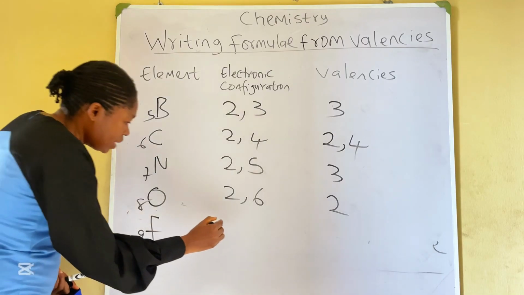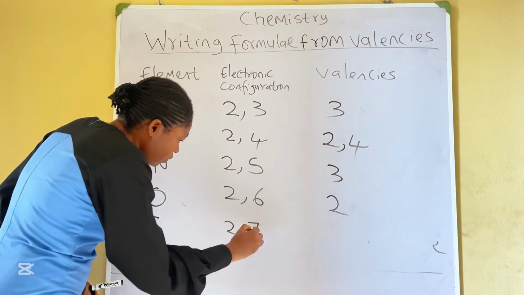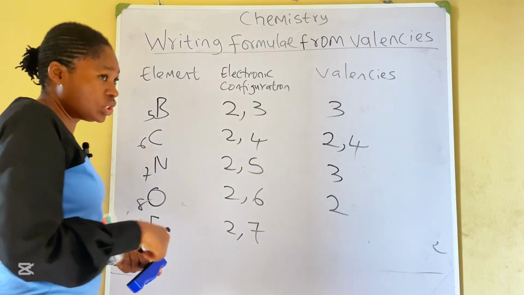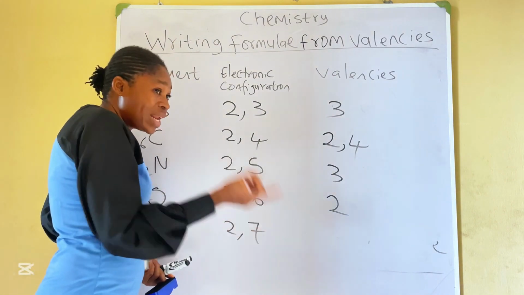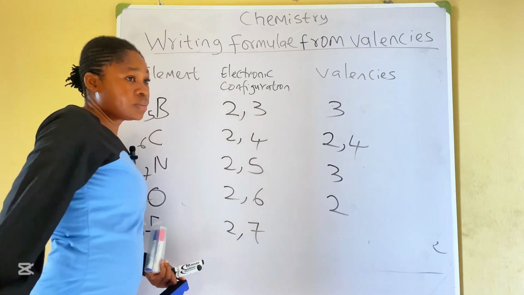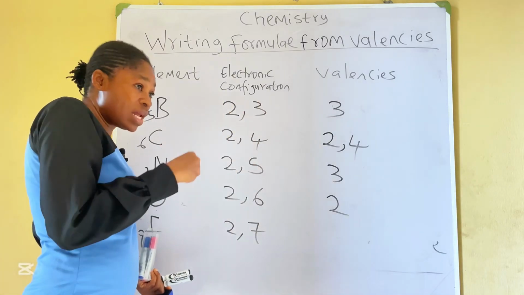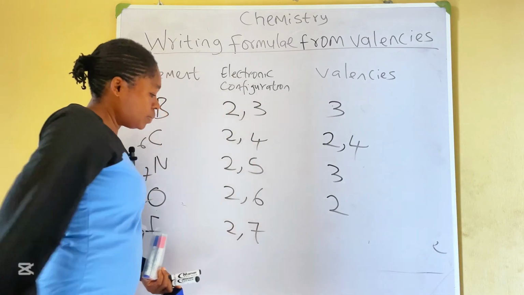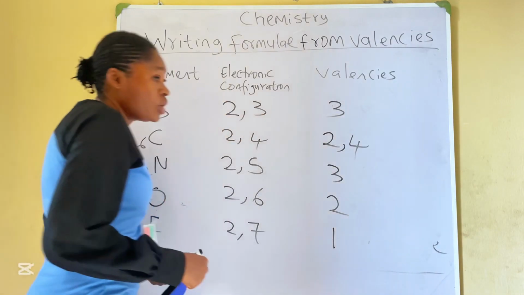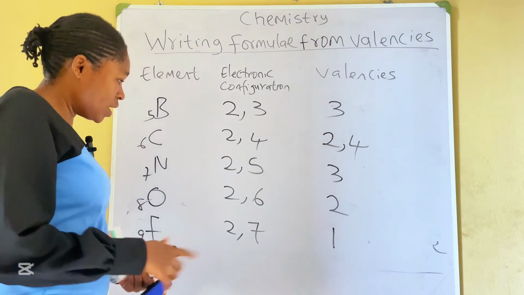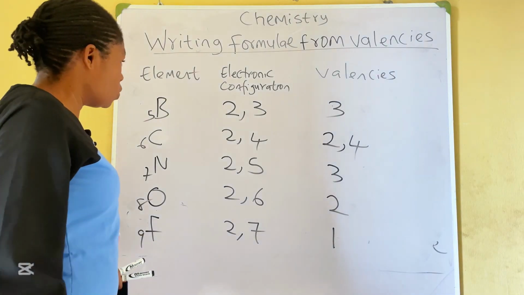So let's look at fluorine. Fluorine is number 9: 2, 7. Fluorine has 7 electrons in the outermost shell, so fluorine will be needing 1 electron. It goes into chemical bonding by accepting 1 electron. So the valency of fluorine is 1, and the oxidation number is -1.